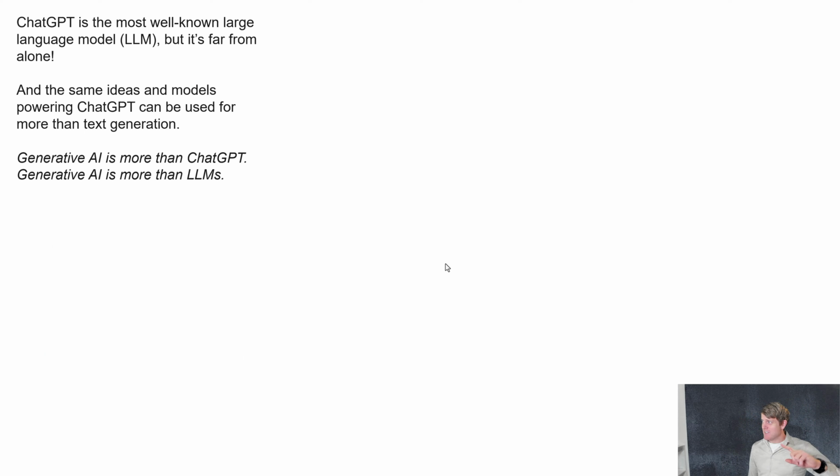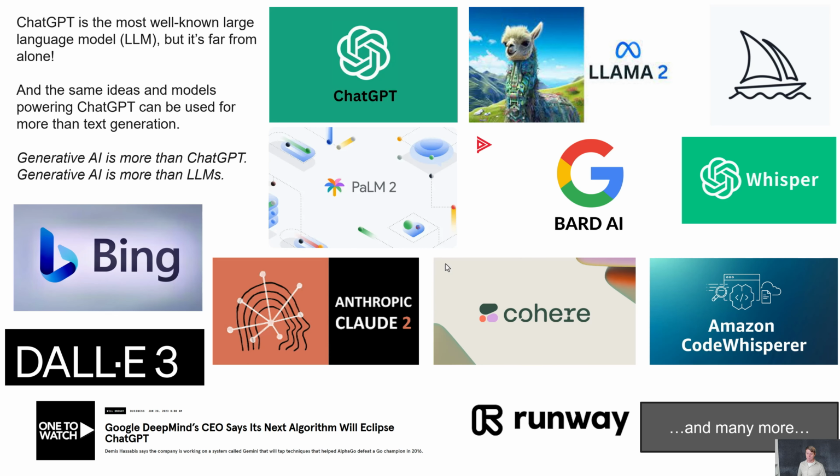Clearly, ChatGPT is the most well-known large language model and chatbot, but it is powered by what is currently the best model, this GPT-4, but it's far from alone. And furthermore, the same ideas and models that power this chatbot can be used for more than text generation, as we've seen. So generative AI is more than ChatGPT, and generative AI is more than large language models. Here are a few examples of generative AI technologies and solutions, and I recommend that you try out all of them and whatever else is out there. You really need to experiment to get a sense of what's going on.